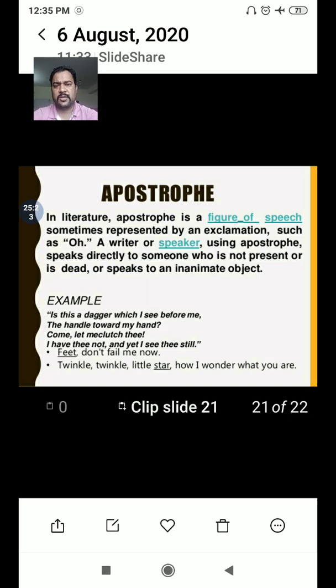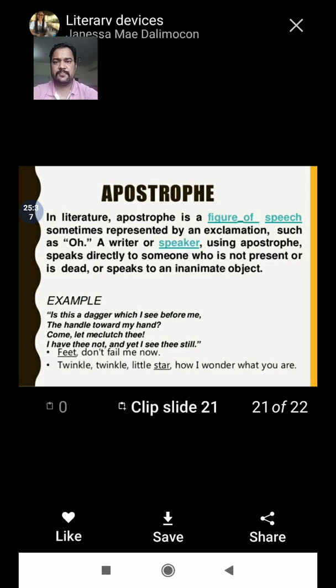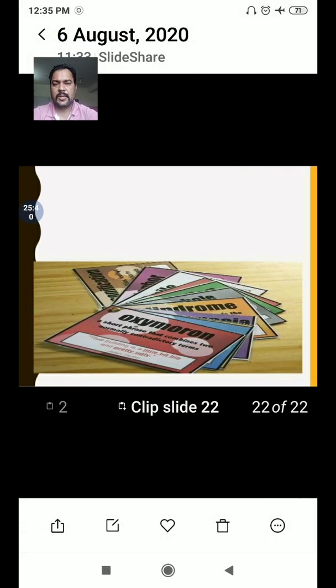Already you saw in the definition, using apostrophe speaks directly to someone who is not present, or someone who is dead, or speaking to an inanimate object, and you can see the examples here. So here we have finished the different types of poetic devices which are usually used in our poems, poetry, and works of fiction.